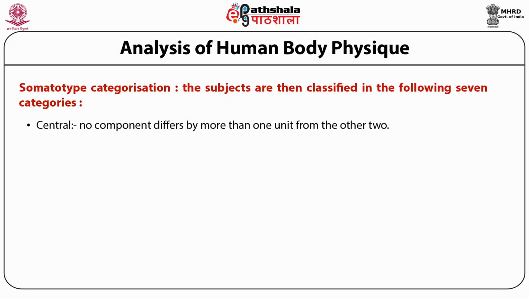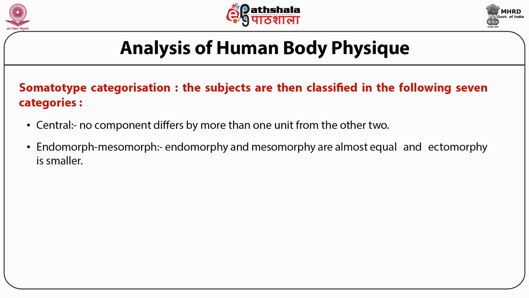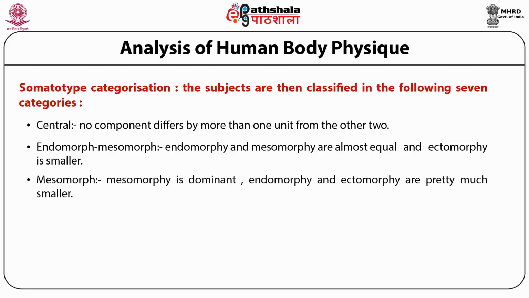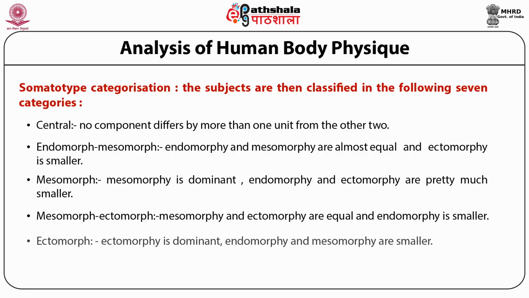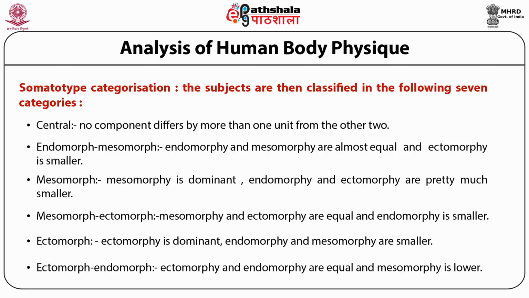Central: in this, no component differs by more than 1 unit from the other two. Endomorph to mesomorph: endomorphy and mesomorphy are almost equal and ectomorphy is smaller. Mesomorph is dominant: endomorphy and ectomorphy are much lower. Mesomorph to ectomorph: mesomorphy and ectomorphy are equal and endomorphy is smaller. In the case of ectomorph, it is dominant: endomorphy and mesomorphy are smaller. And in endomorph to ectomorph, both are equal and mesomorphy is lower.